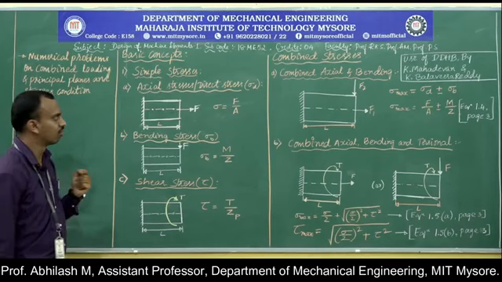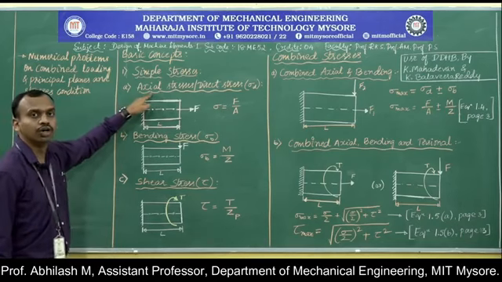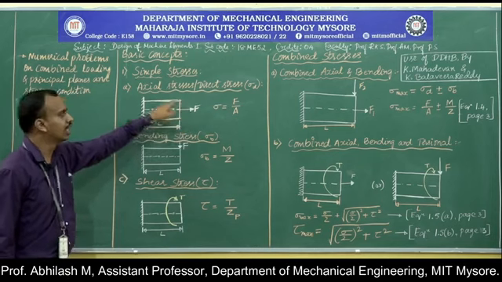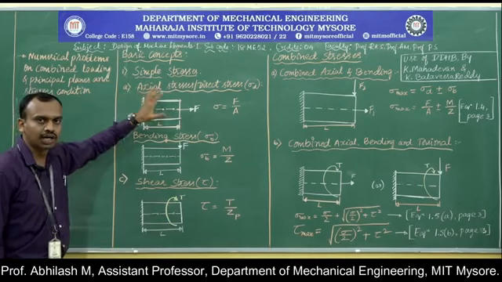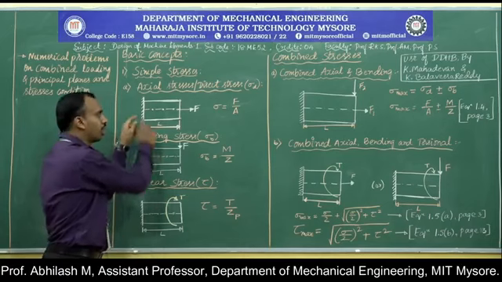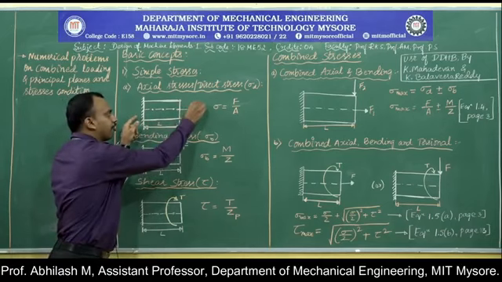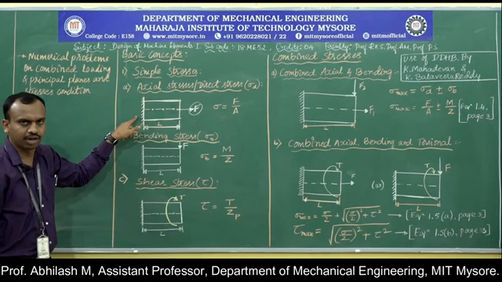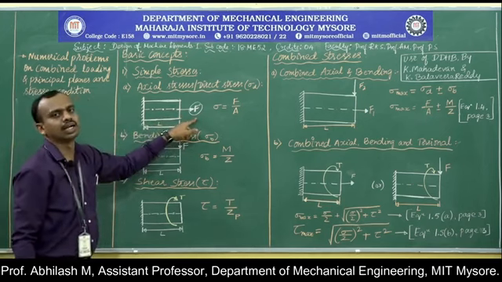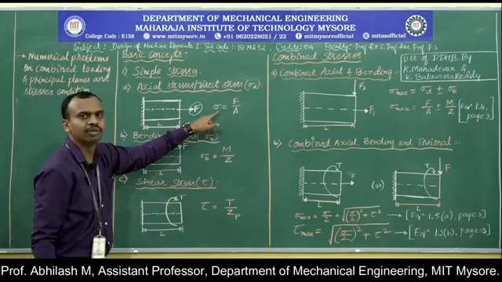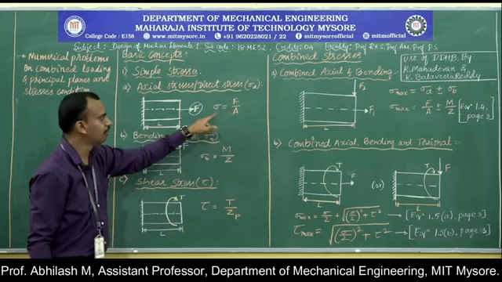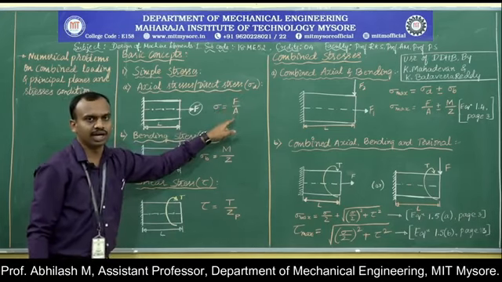The first loading that we have considered is an axial load. Because of this axial load, the type of stress that is developed will be the axial stress. In order to understand this concept, we have taken a machine member which is subjected to an axial load of F, and the stress that is developed because of this load can be calculated using the relation sigma equals the force divided by the cross sectional area. So sigma equals F divided by A.